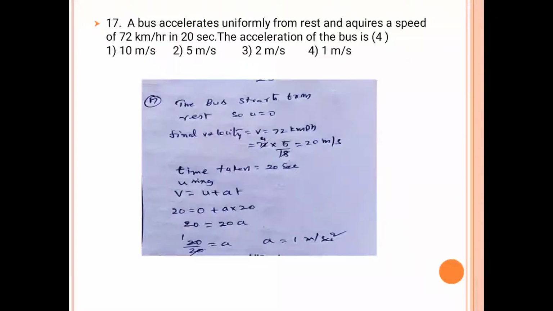A bus accelerates uniformly from rest and acquires a speed of 72 kilometers per hour in 20 seconds. The acceleration of the bus is a very simple one. It started from rest, so u is equal to 0 and final velocity will be 72 kilometers per hour.